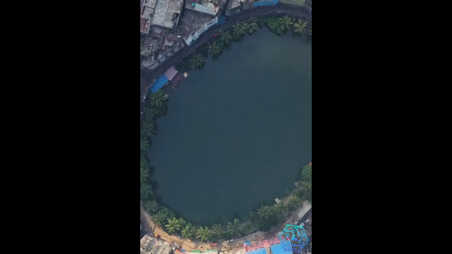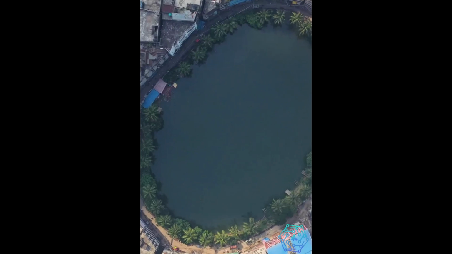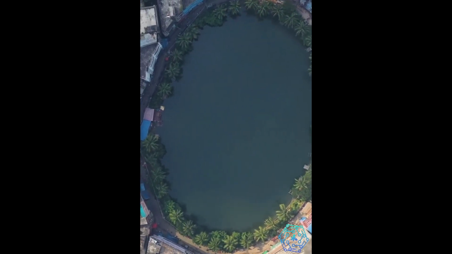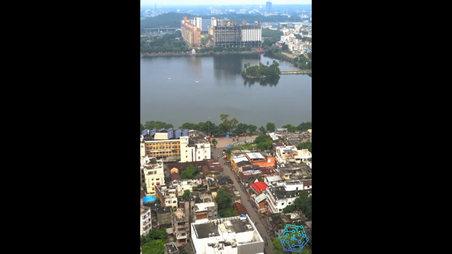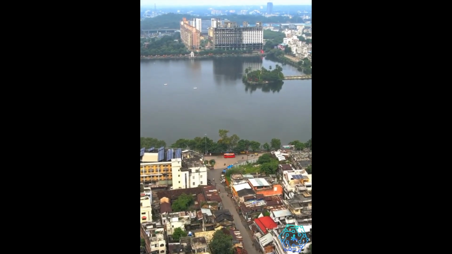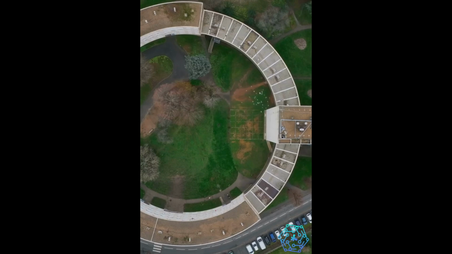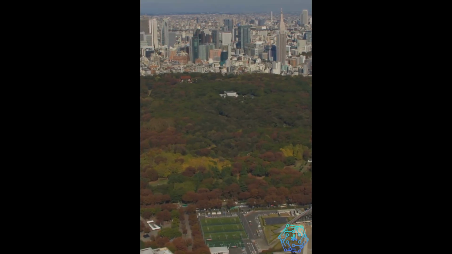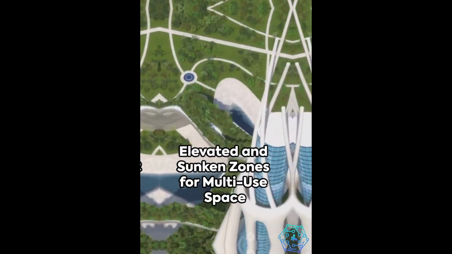These natural hubs not only serve as focal points for the districts, but also influence how the buildings, roads, and infrastructure are laid out around them. For example, a district might be arranged around a central lake with homes, offices, and transport systems built in concentric circles, gradually expanding outward from the natural center.